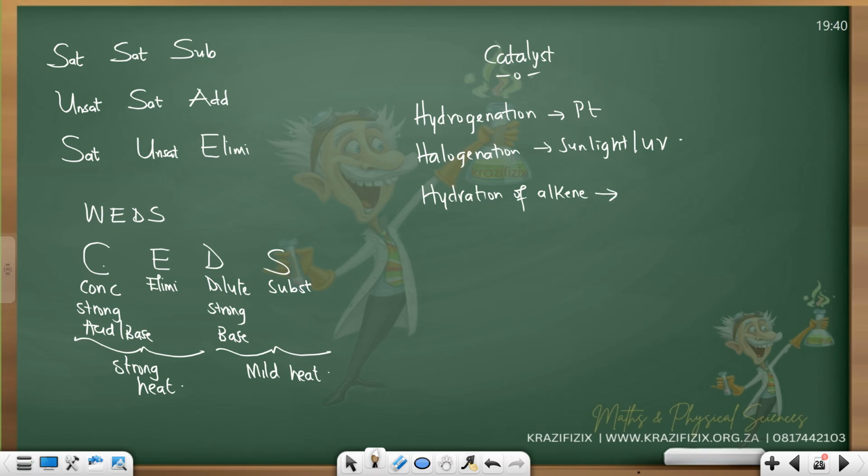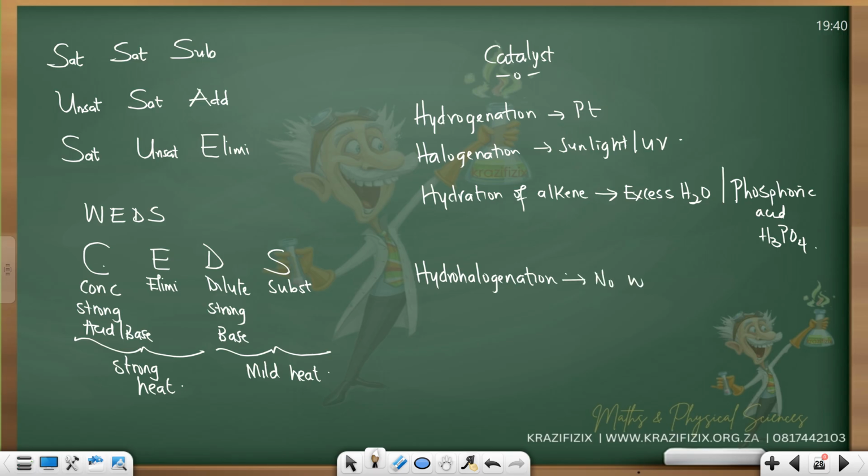When we say hydration of alkenes, it means I'm adding water. So that's where we say excess water, or we use phosphoric acid, H3PO4. Now, when it is halogenation, like the one we did today, here I'll say no water, because if I have water, it becomes alcohol.